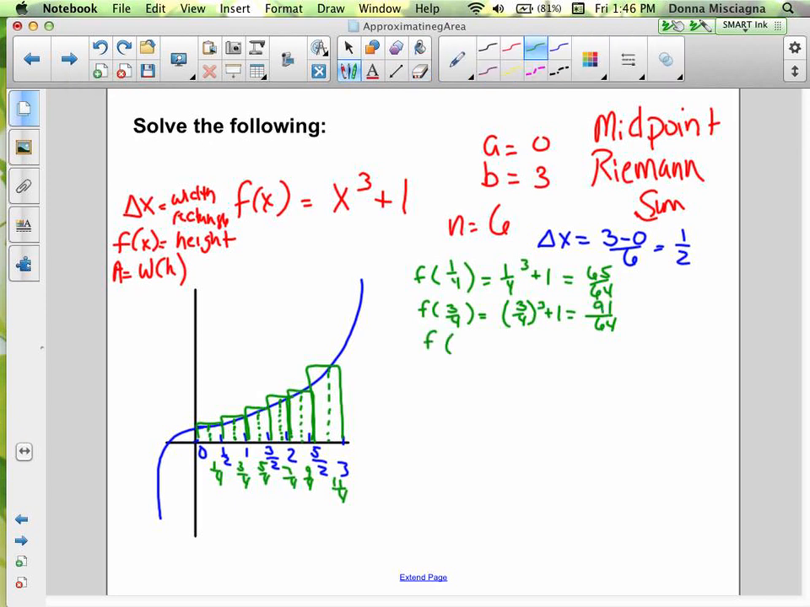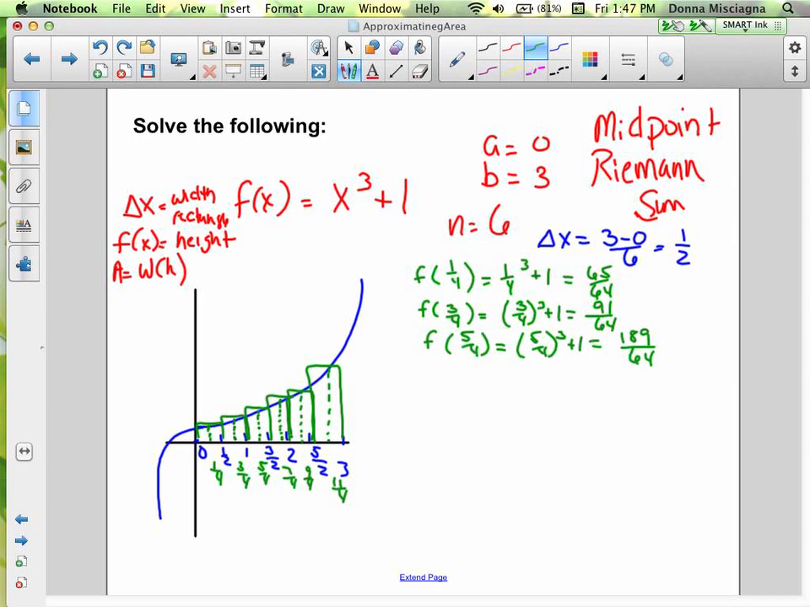F of 5/4 would be 5/4 cubed plus 1. All right, 125 plus another 64. That's 189.